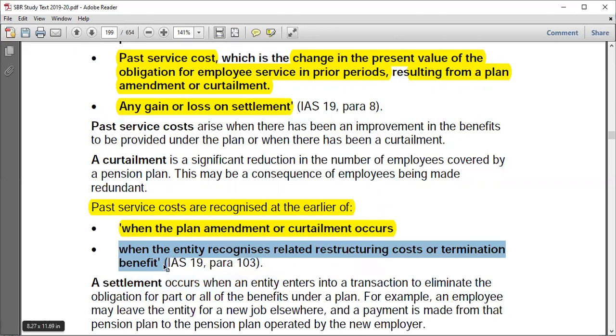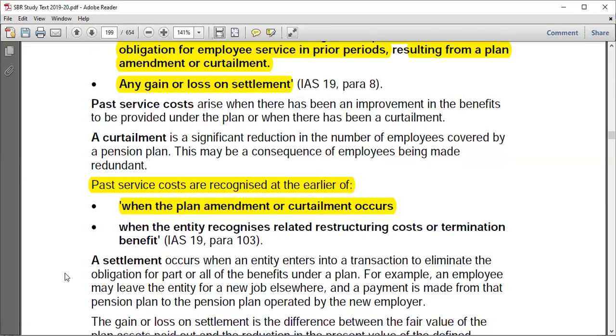Maybe, I hope you know about restructuring. Restructuring is related to IAS 37, provisions, contingent assets, and liabilities. Restructuring is among the provisions. So in case the entity recognizes the restructuring cost, because as I told you, if you make a curtailment, maybe you decide to remove some employees on a large scale, and there's a kind of restructuring. So you can also recognize the past service cost like that, right? Even if the plan has not been amended, or the curtailment has not occurred, but you have recognized the related restructuring cost, you are allowed to recognize the past service cost.